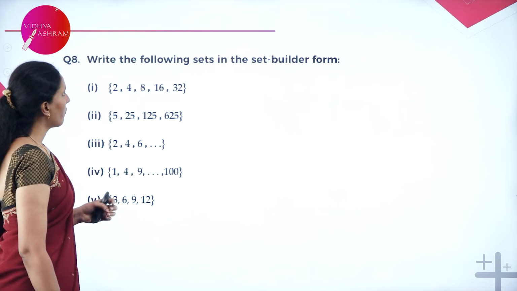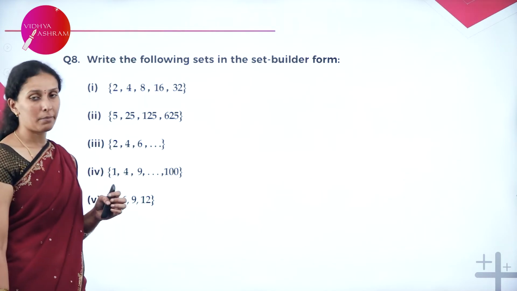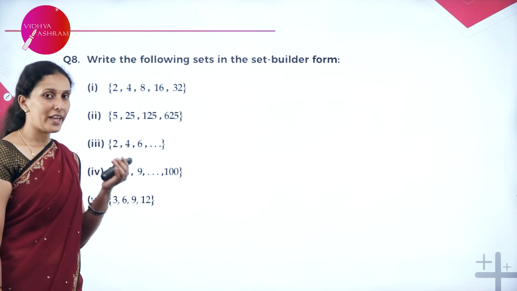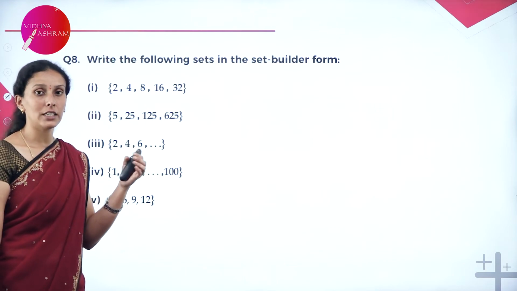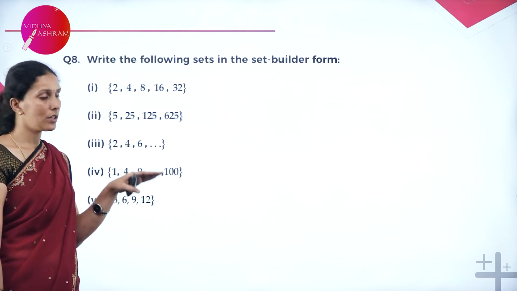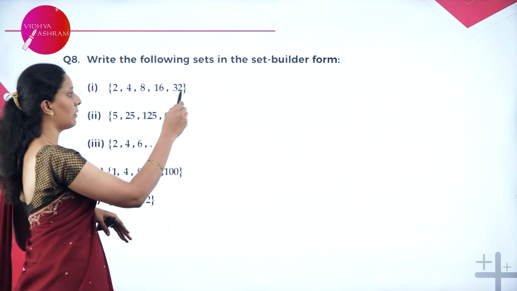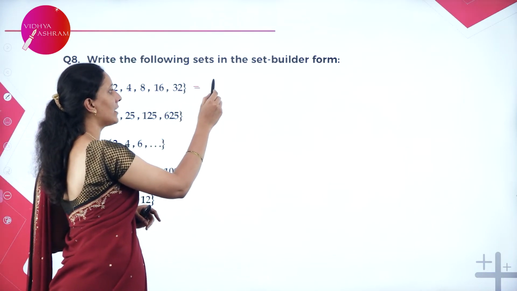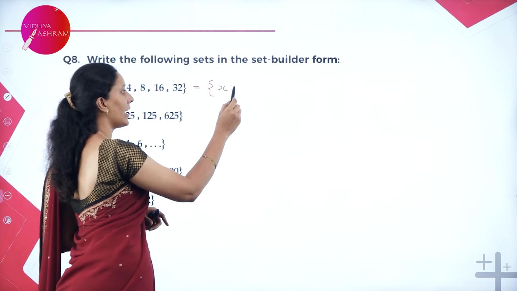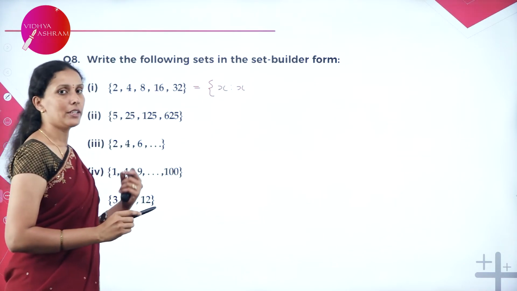Next we have: write the following sets in the set builder form. Previously, we have seen this description, that is the set builder form, into roster. Now they have given it in roster form, and we need to write it in the set builder form. Always start set builder form in this way: x such that x, and then write the condition.